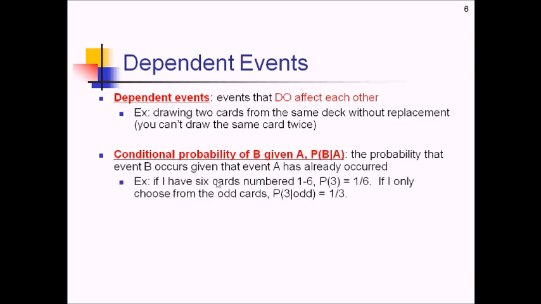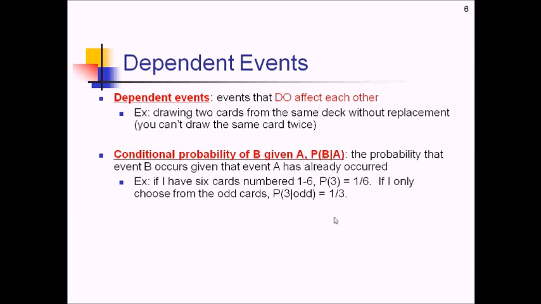For example, if I have 6 cards numbered 1 through 6, normally the probability of drawing a 3 is just 1 out of 6. But now let's say I only choose from the odd cards. We could frame this as a conditional probability situation: the probability of drawing a 3 given that I'm only picking from the odd cards. And now the person looking at this knows, okay, I'm only looking at the odd cards. Now I have a 1 in 3 chance instead of a 1 in 6 chance because I'm no longer looking at the original sample space.